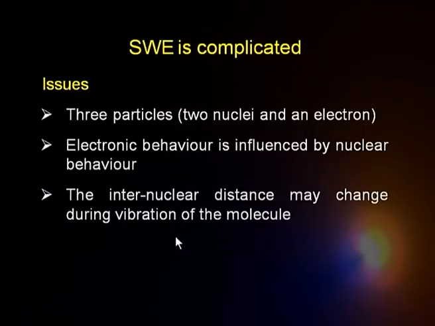Now, the electron behavior is influenced by where the two nuclei are: are they close by, are they farther apart from each other, or what kind of interactions are they having, what is the nature of the nuclei. So, all those are going to determine the electronic behavior in the system. Another thing which is very pertinent here is that the internuclear distance may change. That is very important here.